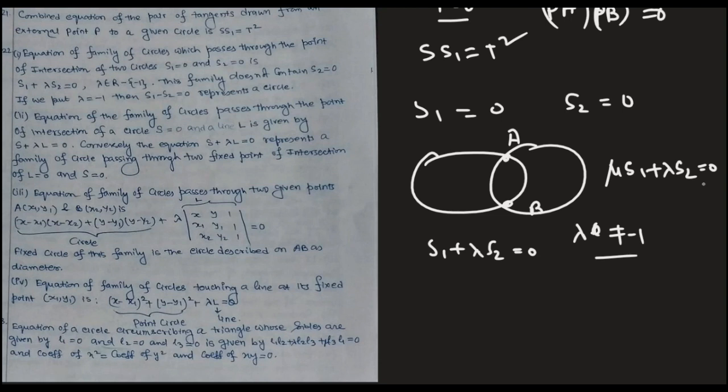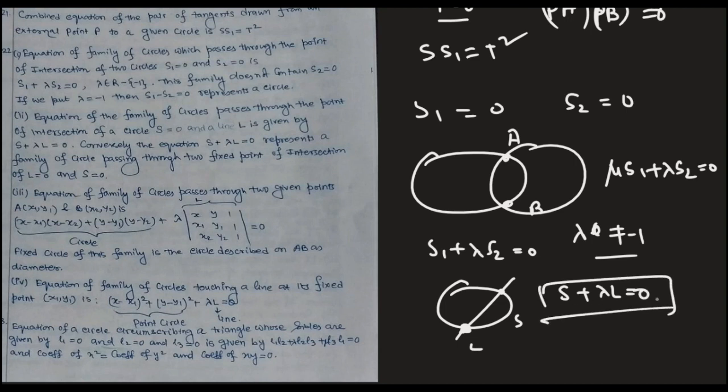Now, the equation of the family of circles passing through the point of intersection of a circle and a line. So suppose this is a circle, this is a line. Now if you intersect them, you have the interest to find the equation of the circle which is passing through this point of intersection. Then how can we find it? S plus lambda times L. This will form it. Conversely, if you are getting S plus lambda L equal to 0, then you have to understand that one circle is there, one line is there, and they are intersecting, and all the family members pass through their points of intersection.